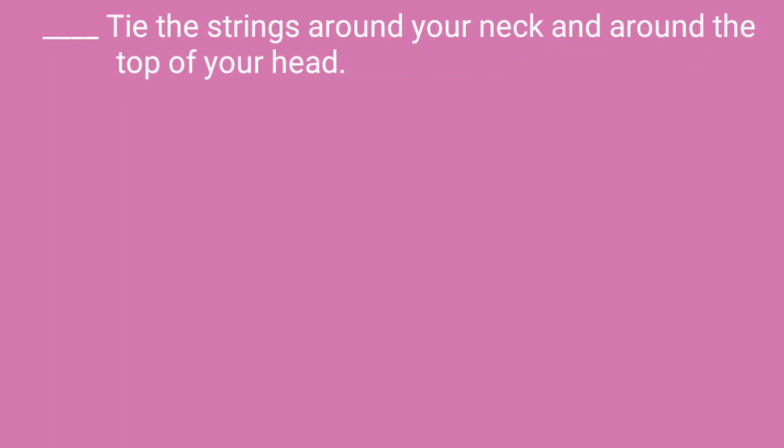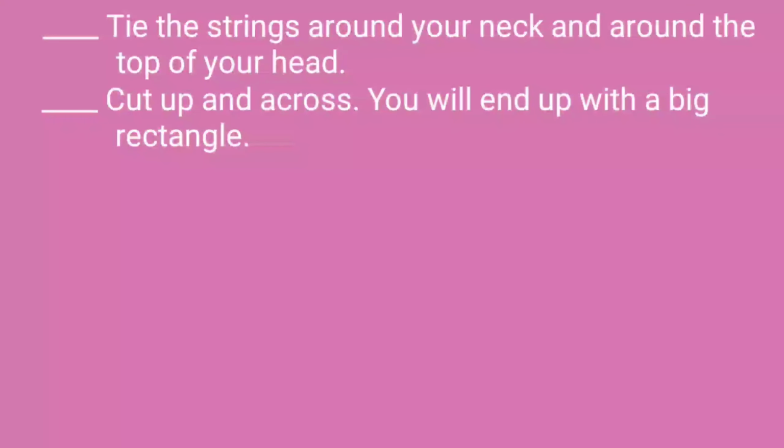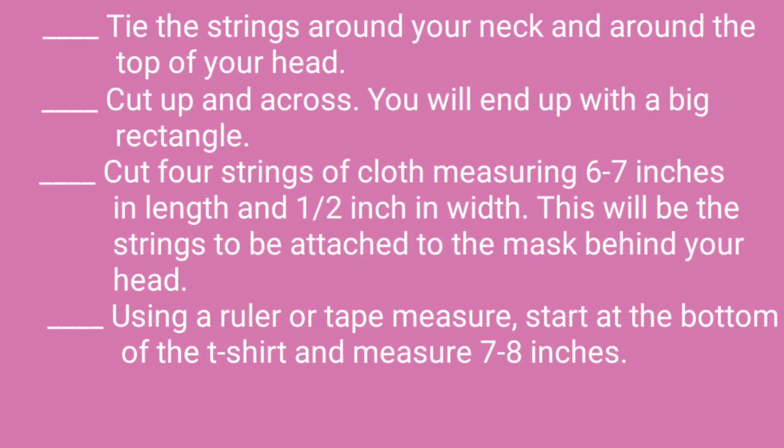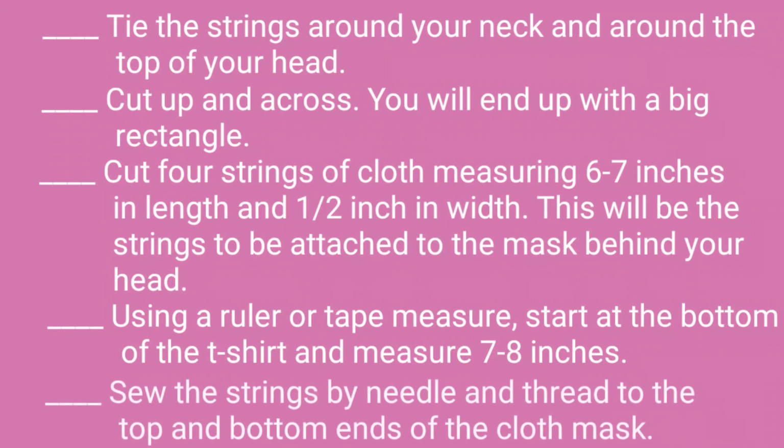Tie the strings around your neck and around the top of your head. Cut up and across, you will end up with a big rectangle. Cut 4 strings of cloth measuring 6 to 7 inches in length and 1/2 inch in width. This will be the strings to be attached to the mask behind your head. Using a ruler or tape measure, start at the bottom of the t-shirt and measure 7 to 8 inches. Sew the strings by needle and thread to the top and bottom ends of the cloth mask.